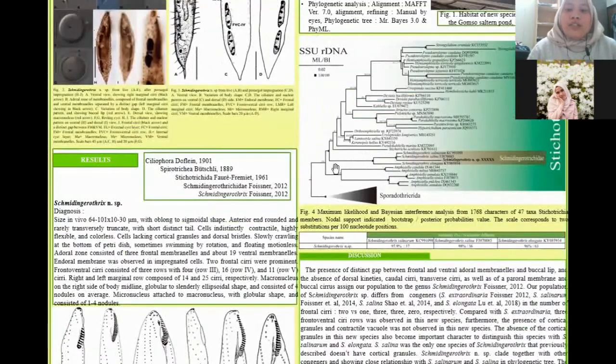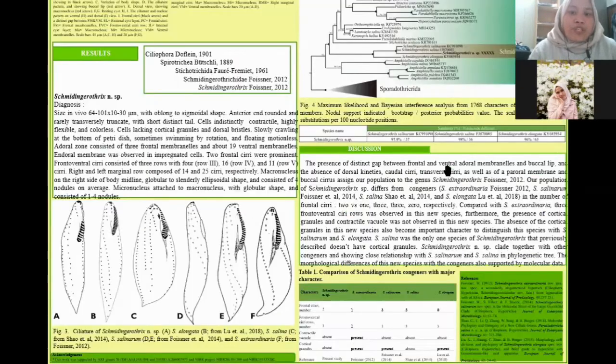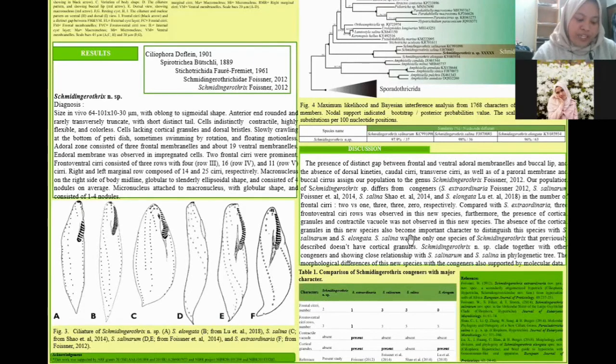Because of the distinct gap between the frontal and ventral adoral zone membranelles, and also the presence of buccal lips, the absence of dorsal kinetics, caudal cirri, transverse cirri, as well as parallel membranelles and the buccal cirrus, we assign our population to the genus Schmidingerothrix.